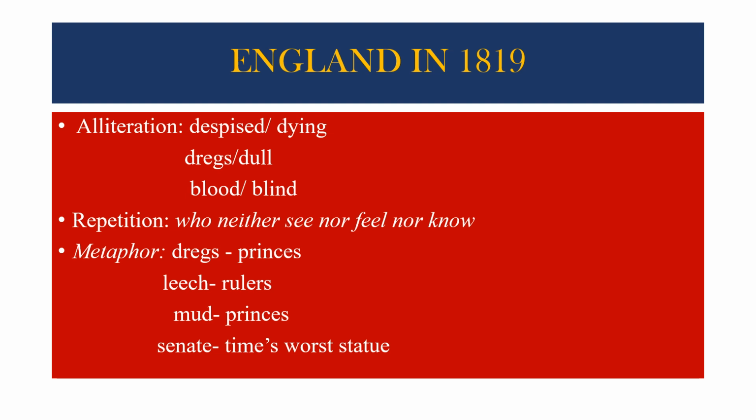Then there is repetition, especially in the line "who neither see nor feel nor know", and it emphasizes the idea of the indifference of the rulers and also the poet's frustration about this situation. Then there are metaphors, and dregs are used for princes, leech for the rulers, and mud of a muddy spring for the princes, or "time's worst statute" it is called. So these are the devices that have been used in this poem.